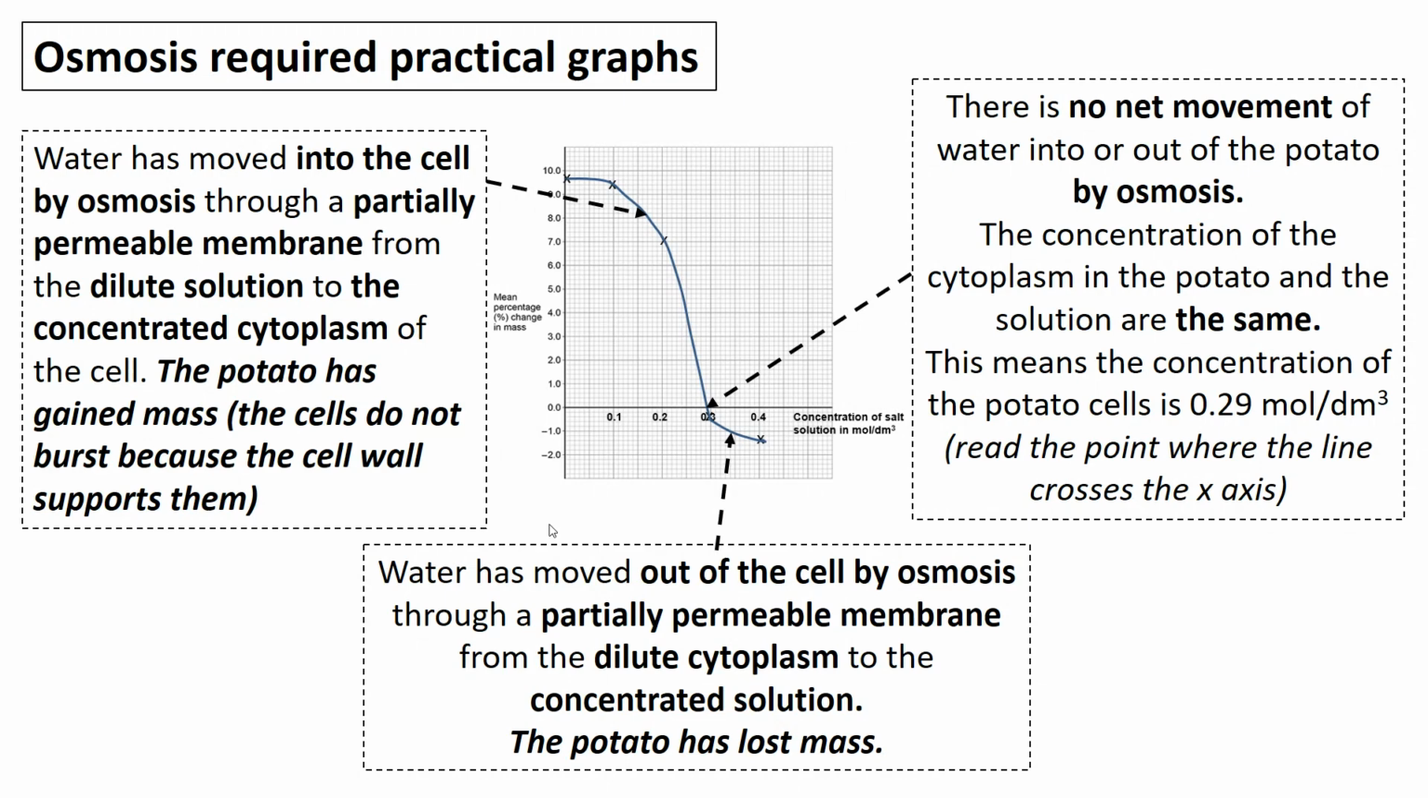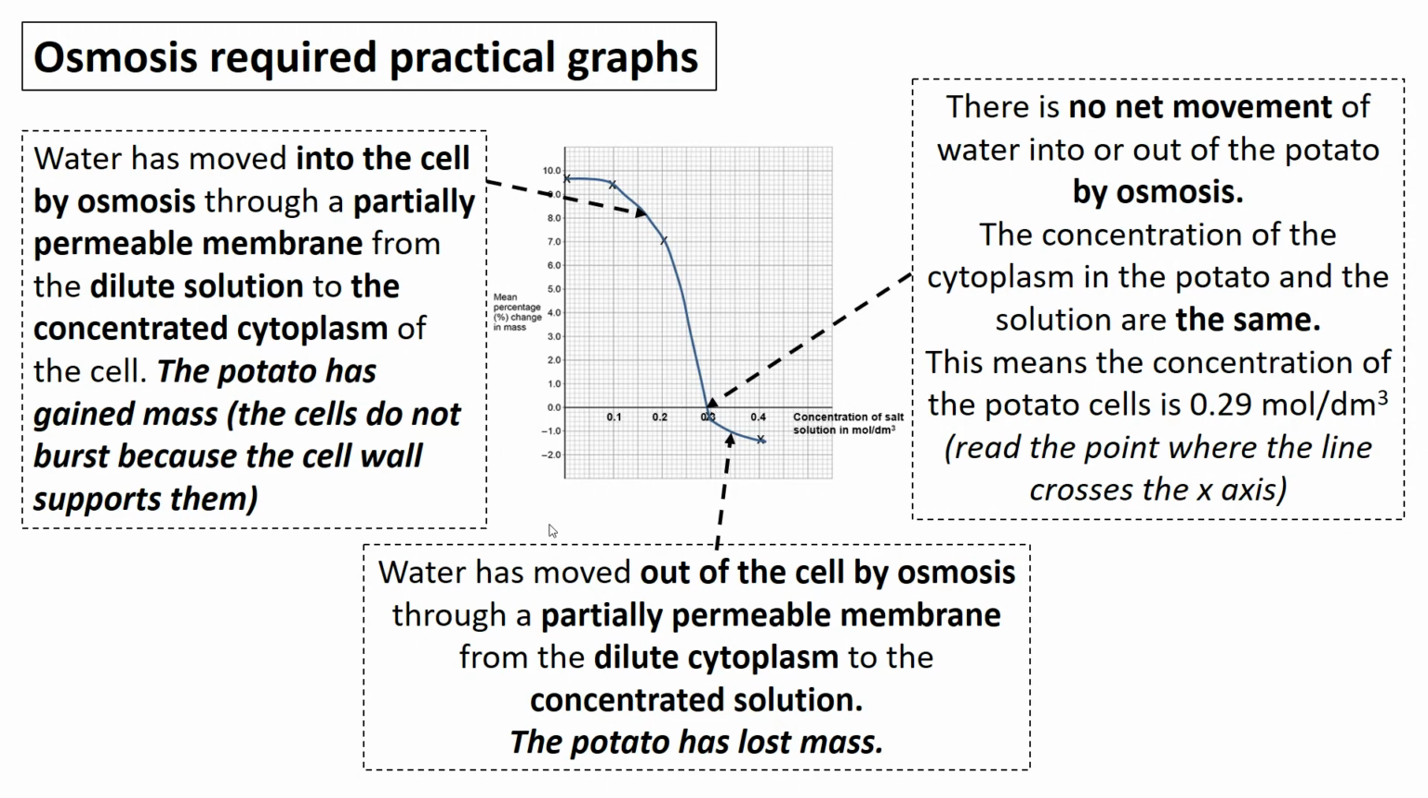At the point where you cross that x-axis, that shows there is no net movement of water into or out of the potato by osmosis. You have to say net movement because the water molecules will still move by random motion, but there is no overall movement in or out. The concentration of the cytoplasm at that point is the same as the concentration of the solution. So where it crosses that x-axis at 0.28 or 9, I think, you would say that that is the concentration of the cytoplasm of your potato cells. And you just read off the x-axis to know that.